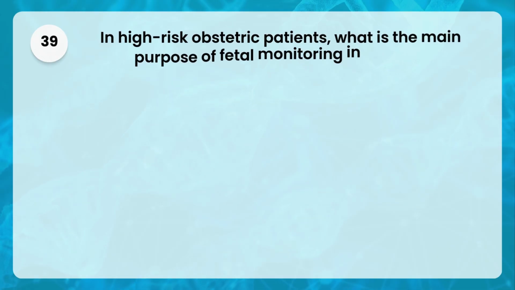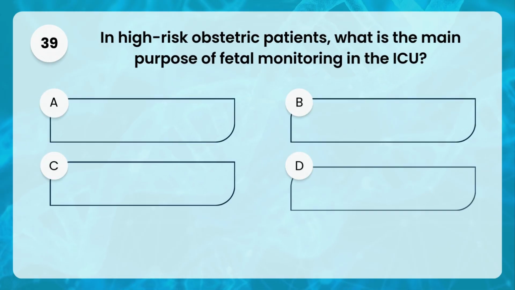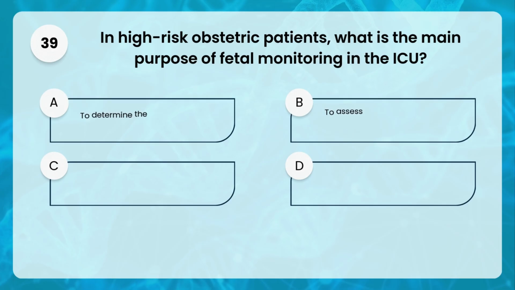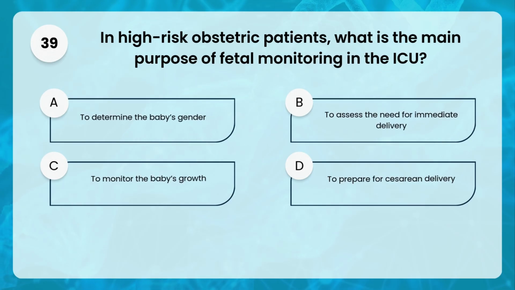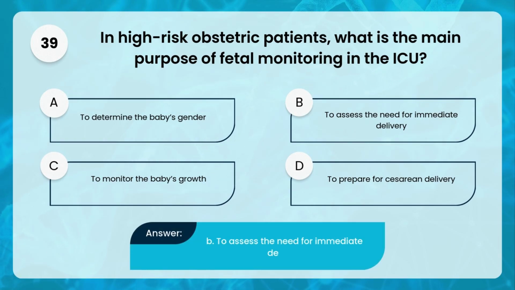39. In high-risk obstetric patients, what is the main purpose of fetal monitoring in the ICU? A. To determine the baby's gender. B. To assess the need for immediate delivery. C. To monitor the baby's growth. Or D. To prepare for cesarean delivery. The answer is B. To assess the need for immediate delivery.